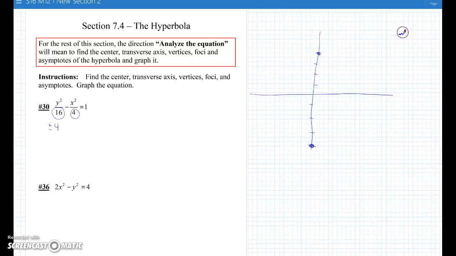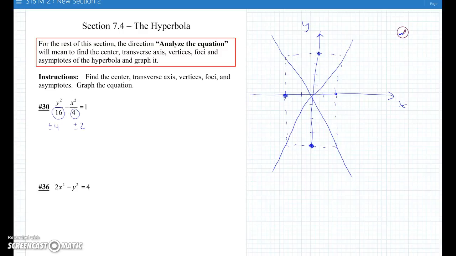Then I look under the x term and I see a 4, so I'm going to go plus or minus 2 in the x direction and make my rectangular box. Sorry about the bad straight lines, I haven't figured out how to use a straight edge on the tablet yet. So then you make diagonals with a straight edge, yours will be. And you'll also remember to label your x and y axes.